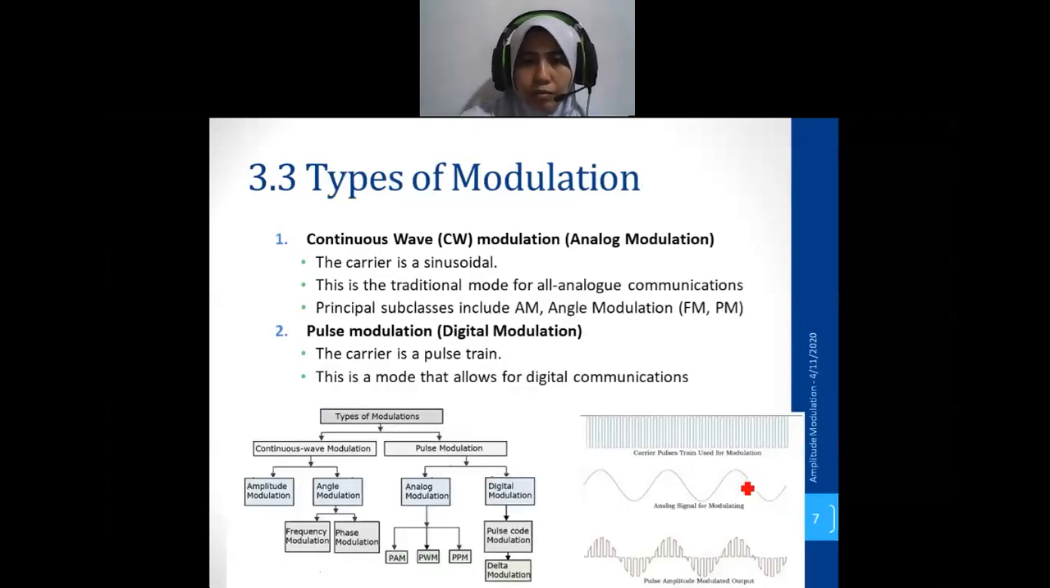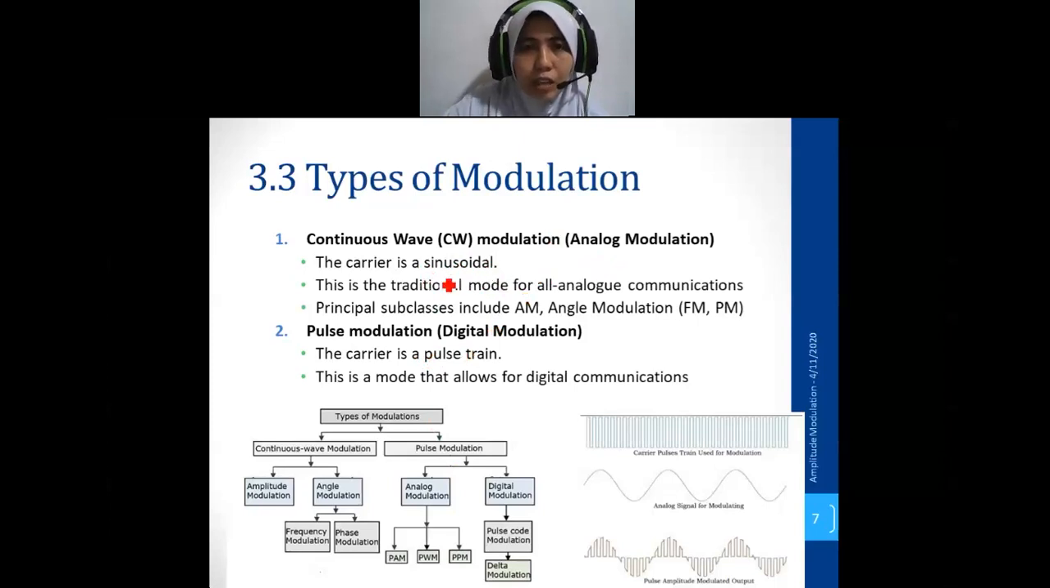Okay, types of modulation. There are two major types of modulation, that is continuous wave modulation and pulse modulation. The continuous wave is analog modulation where the carrier is sinusoidal.